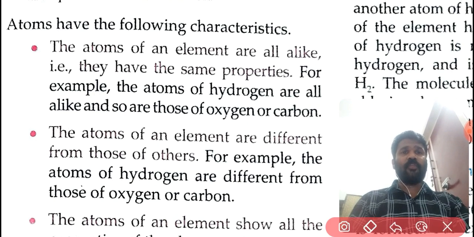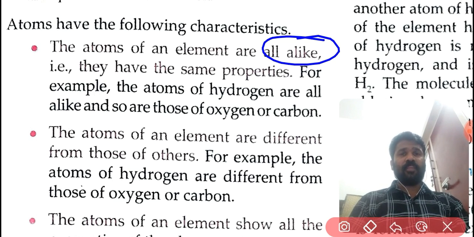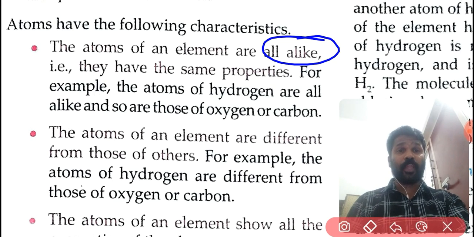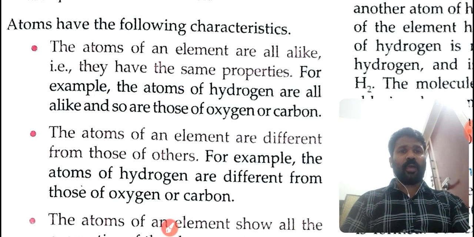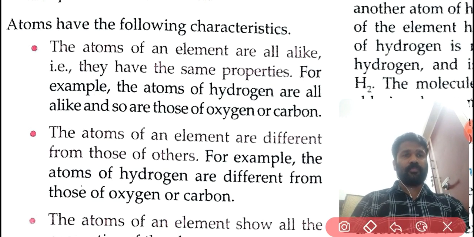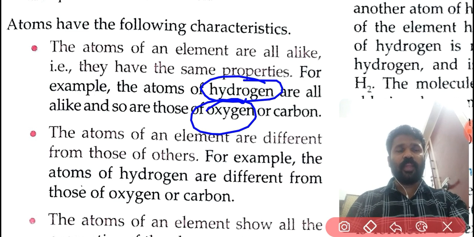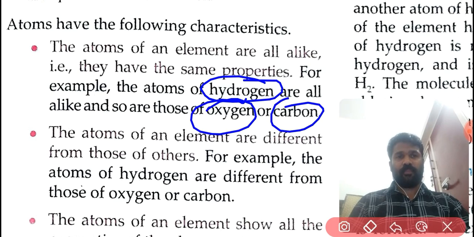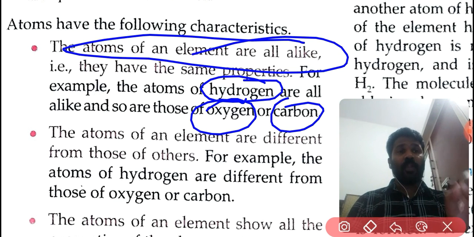The atoms of an element are all alike. That means they have the same properties. For example, the atoms of hydrogen are all alike, and so are those of oxygen or carbon. The atoms of oxygen and carbon are also all alike separately.